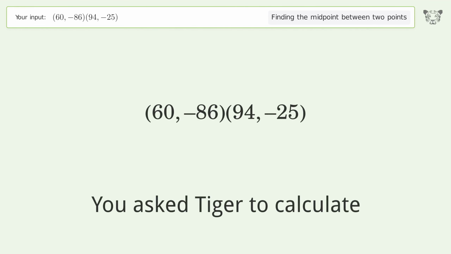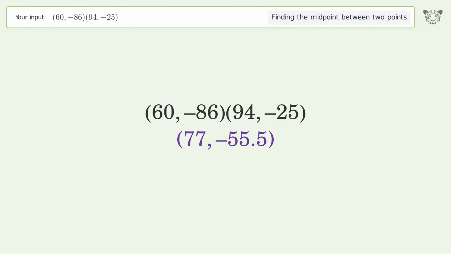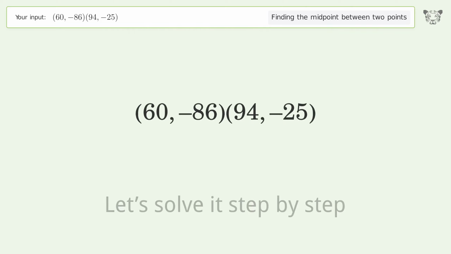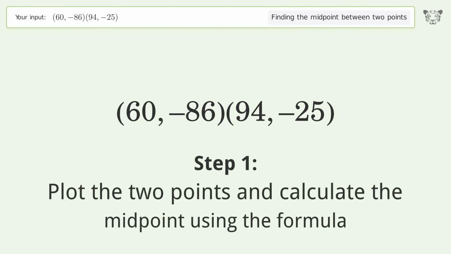You ask Tiger to calculate. This deals with finding the midpoint between 2 points. The midpoint between the 2 points is 77, negative 55.5. Let's solve it step by step. Plot the 2 points and calculate the midpoint using the formula.